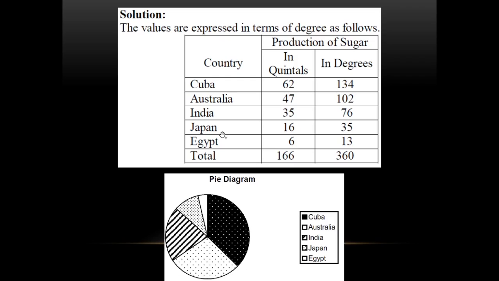Here the pie diagram is similar to the percentage bar diagram, but here it is a circle. The circle is subdivided. The total degrees in the circle is 360 degrees. We divide the 360 degrees into sectors by using the formula item divided by total of items into 360, whereas in percentage we multiply with 100. Here are the quantities in degrees. For Cuba, 62 divided by the total into 360 gives us 134 degrees. Okay.